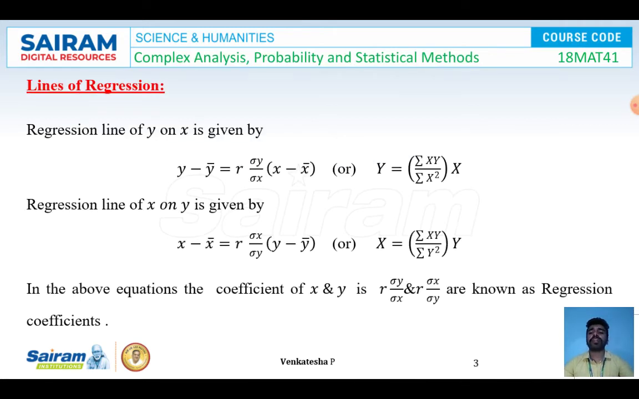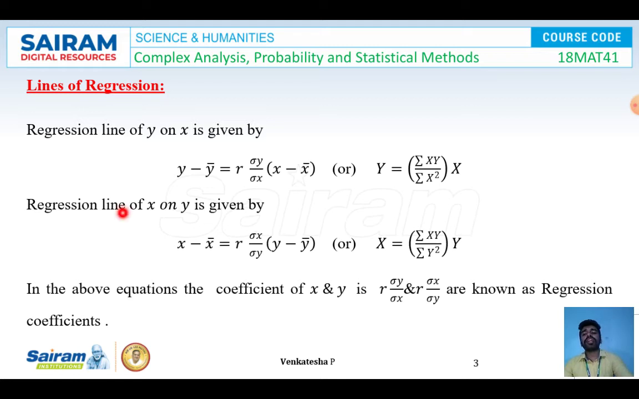Lines of regression. Mainly we have two types of lines of regression: one is y on x and one more is x on y. The regression line of y on x is given by y minus y bar is equal to r into sigma y by sigma x, x minus x bar. The alternative formula is capital Y is equal to summation xy divided by summation x square into capital X.